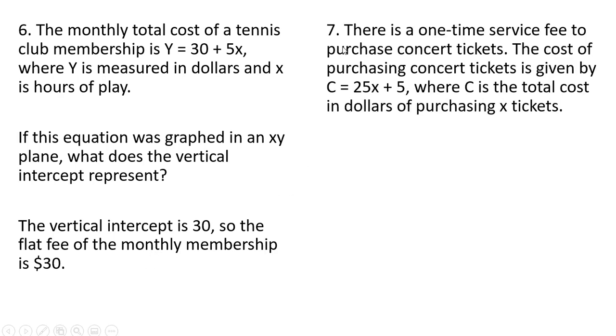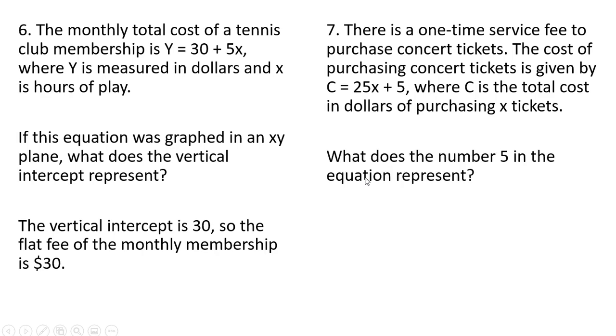Question 7. There's a one-time service fee to purchase concert tickets. The cost of purchasing concert tickets is given by C equals 25x plus 5, where C is the total cost in dollars of purchasing X tickets. What does the number 5 in the equation represent? Number 5 is going to be the fixed service fee.